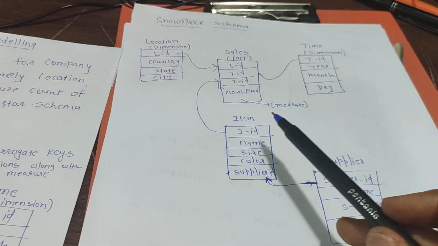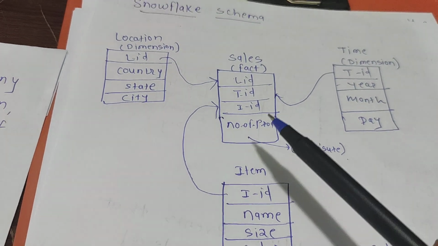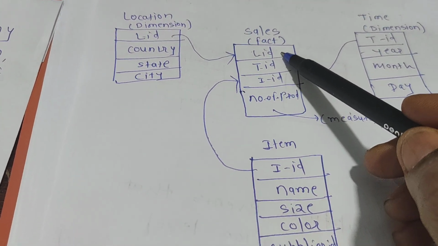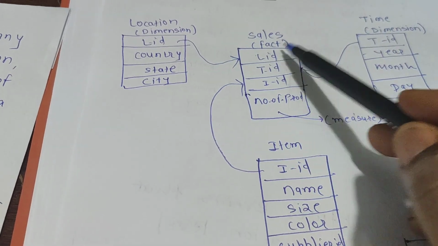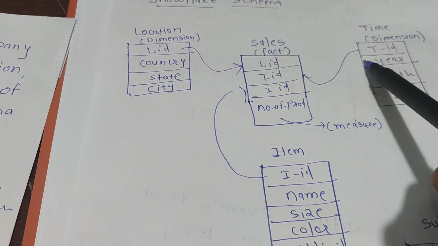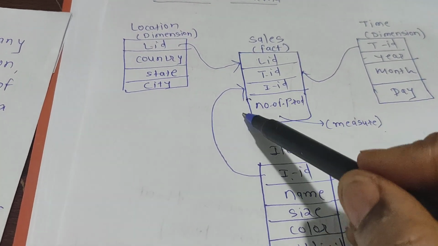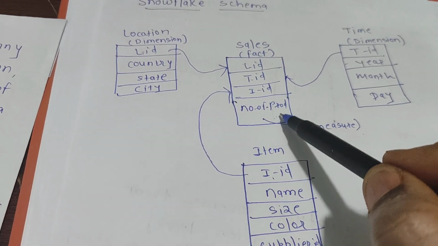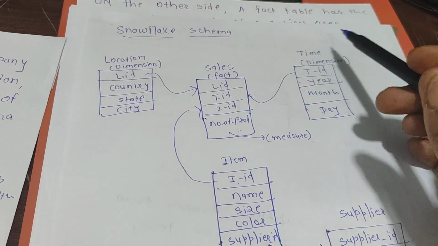So again this fact table will be the same. In the fact table we'll have surrogate keys of all dimensions, primary keys of all dimensions: LID from location, TID from time and IID from item, and this is the number of products, this is the measure, this is the fact in which we are interested. So this is all about your snowflake schema.